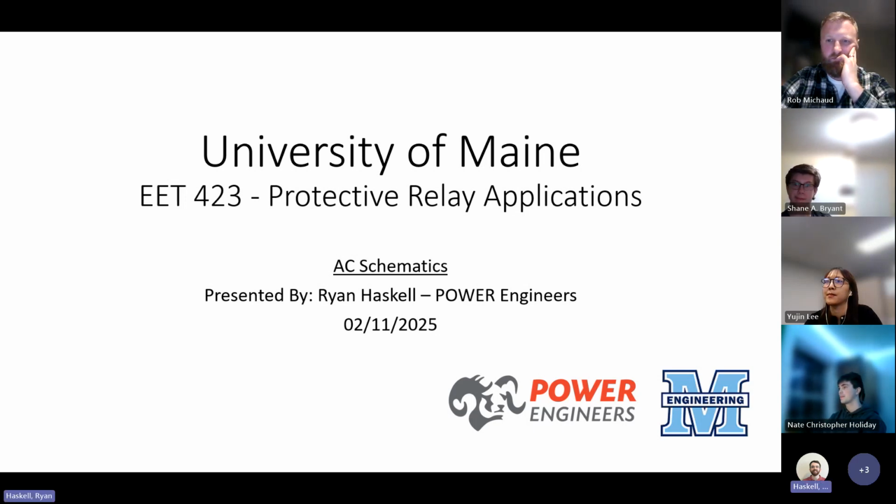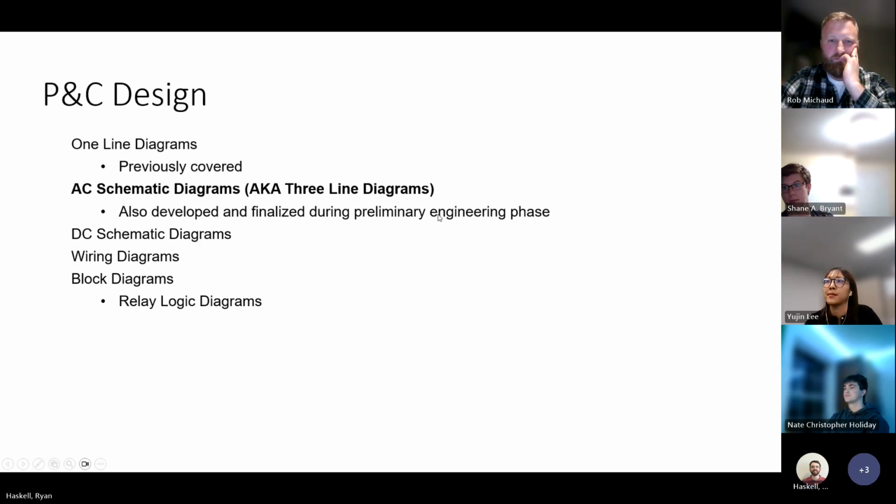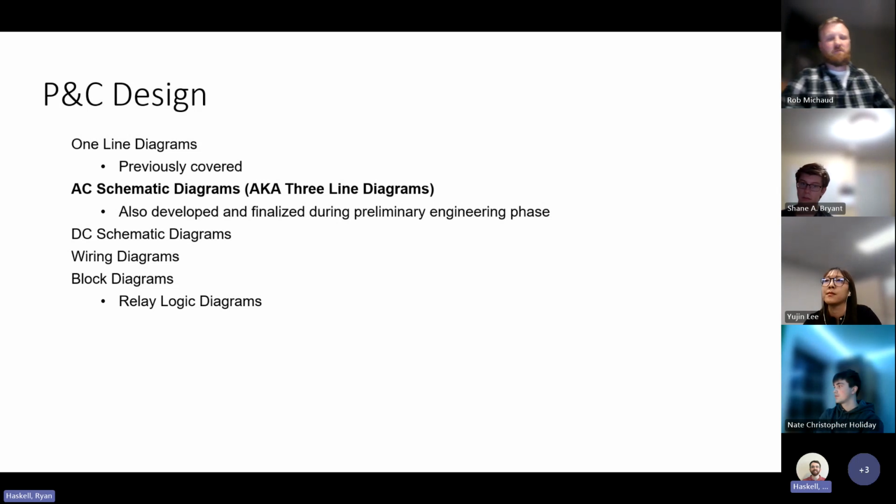But we will be covering AC schematics, also known as 3-line diagrams. So AC schematics, these are developed and finalized during the preliminary engineering phase after the 1-lines have been fully developed. And these are developed alongside the DC schematic diagrams and done prior to any detailed wiring diagrams.